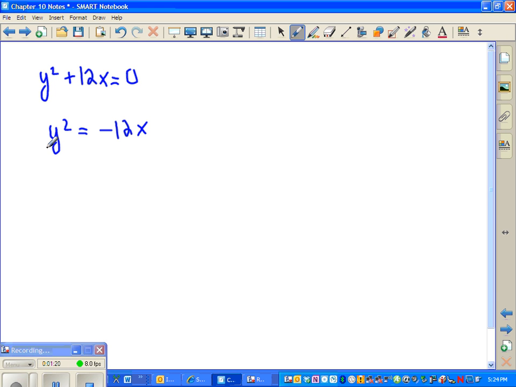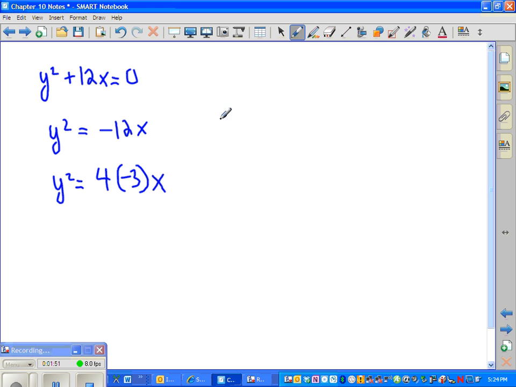That's done. All right. Now from here, this isn't technically in standard form yet. What I need to do is I need to factor out a 4. Factoring out a 4 means that I'm going to divide this by 4 to see what do I get. Now when I divide it by 4, you get negative 3. This number represents the p-value. So when I rewrite this in standard form, it'll be y squared equals 4 times the p-value, x.